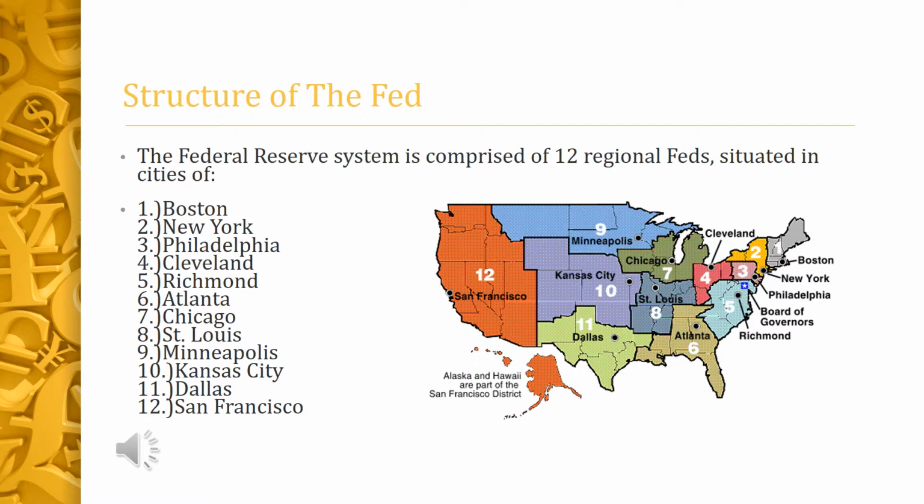The Federal Reserve System consists of 12 districts, each one located in and serving one of 12 geographical regions of the country. Regional headquarters are located in Boston, New York, Philadelphia, Cleveland, Richmond, Atlanta, Chicago, St. Louis, Minneapolis, Kansas City, Dallas, and San Francisco.